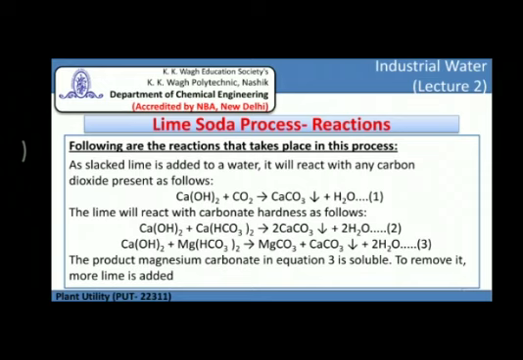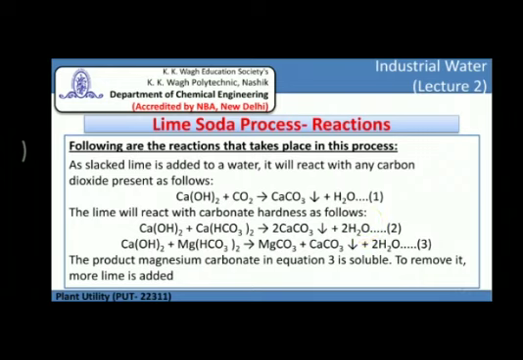We can see in reaction 1, the calcium hydroxide, that is lime, when reacted with the carbon dioxide which is present in the water, will form calcium carbonate, which is undissolved in water and forms the precipitate, and also forms the water molecule. This lime also reacts with the calcium bicarbonate. We can see in reaction 2, calcium hydroxide reacts with the calcium bicarbonate, then it will form calcium carbonate, which is undissolved in water and forms the precipitate, and it also forms the water molecule.